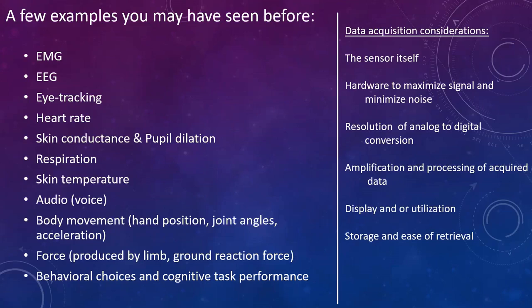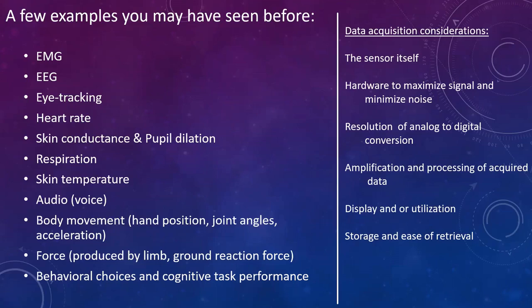One, of course, is the sensor itself, and we'll get into that a little bit more in future slides. But then you also have to think about the hardware. How do you get the physical pieces parts to maximize the signal that you're looking for and also minimize noise that might be associated with collecting that data? You also need to think about the resolution of the analog to digital conversion. Every one of these sensors at some point or another is giving a system like an Arduino a voltage. You have to turn that into digital bits, binary zeros and ones at some point for it to be put into a computer and stored and used.